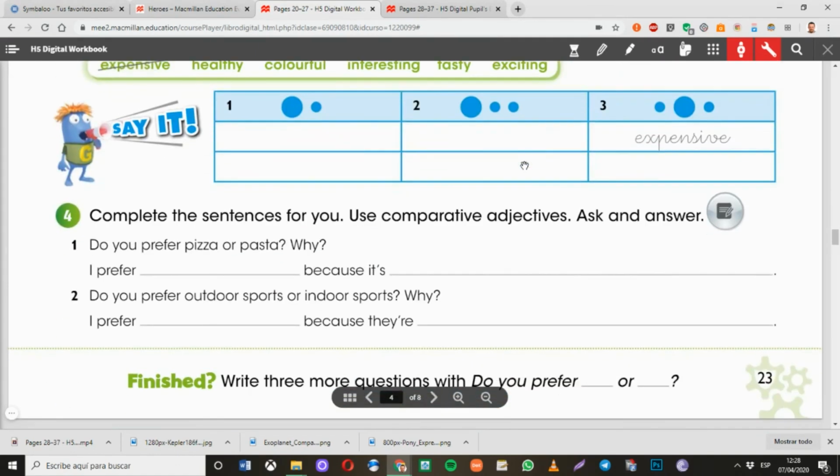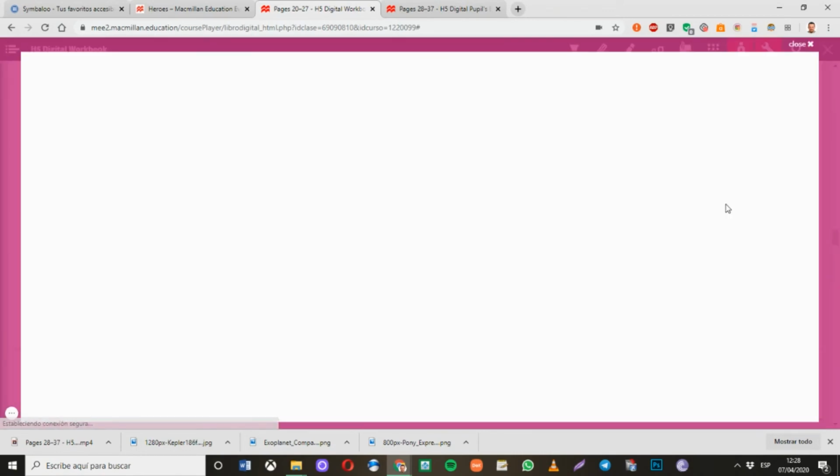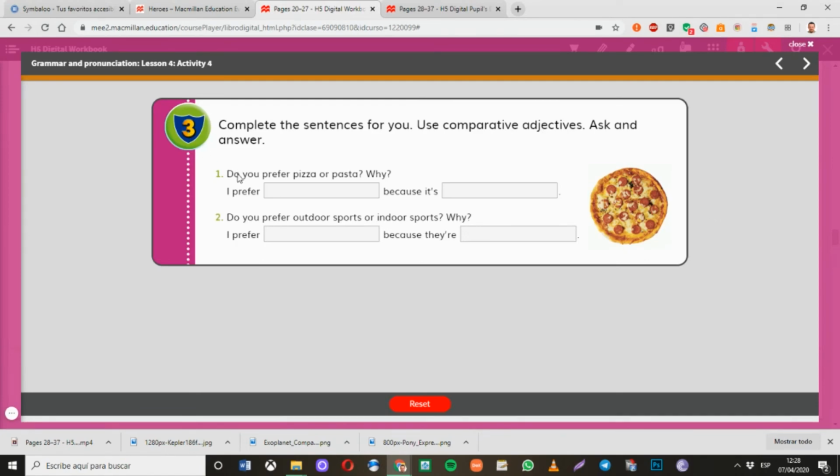Ya casi estamos terminando. Number 4. Activity number 4. Complete the sentences for you. Use comparative adjectives. Ask and answer. Look. One question, one answer. We have to complete the answer, okay? The question is that. 1. Do you prefer pizza or pasta?